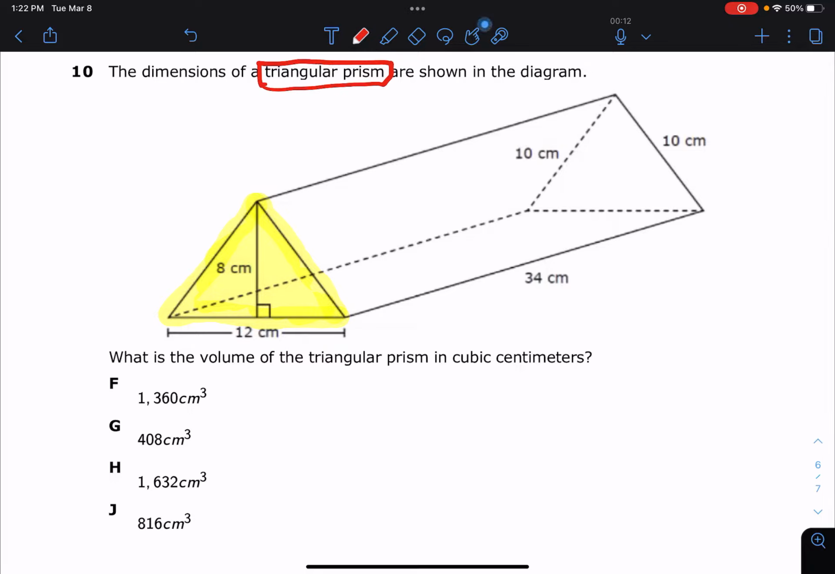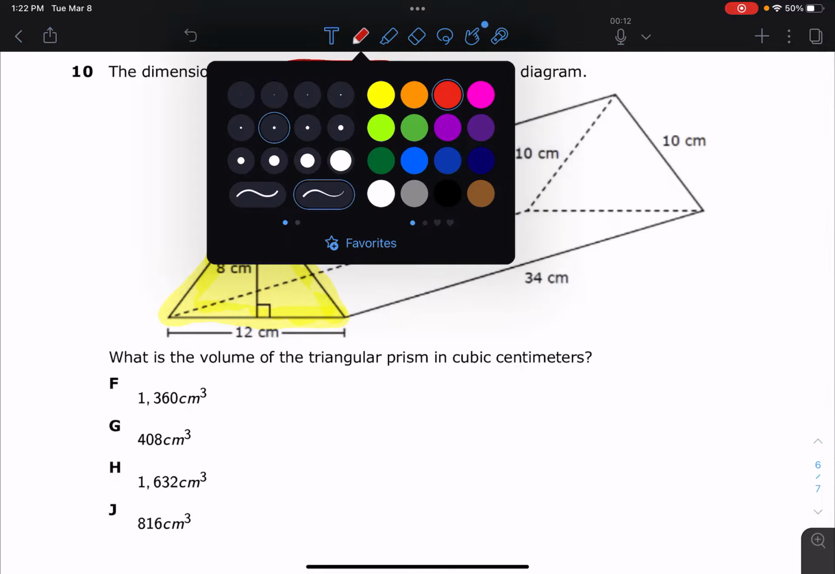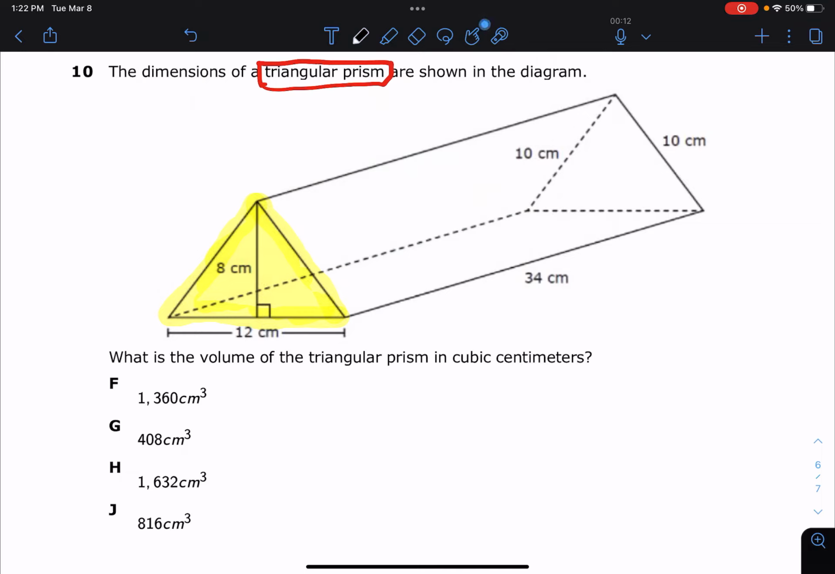So now that we have our base, we can go ahead and solve our problem. I'm going to create my T-chart. On this side, I am going to write my formula. Since it is a prism, we need to make sure we are using our volume of a prism formula, which is V equals area of the base times height.